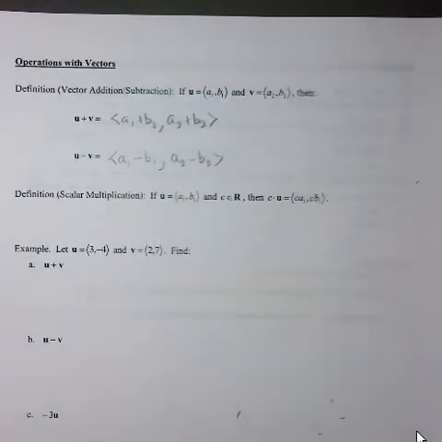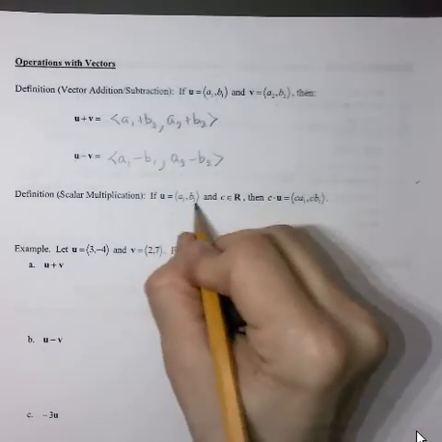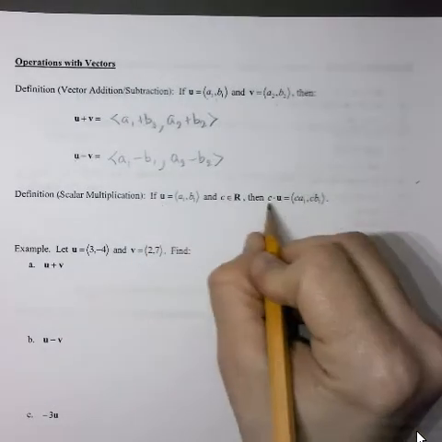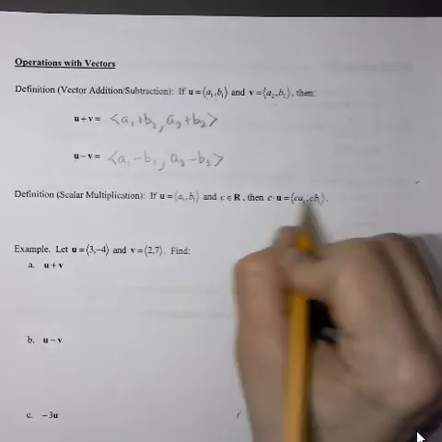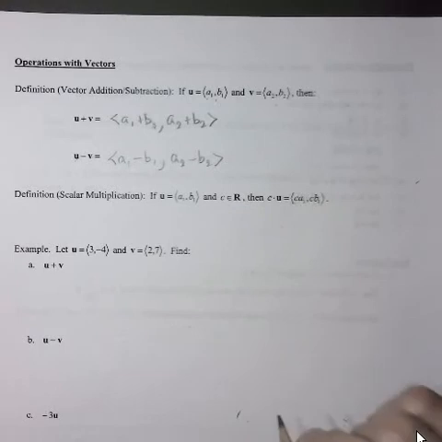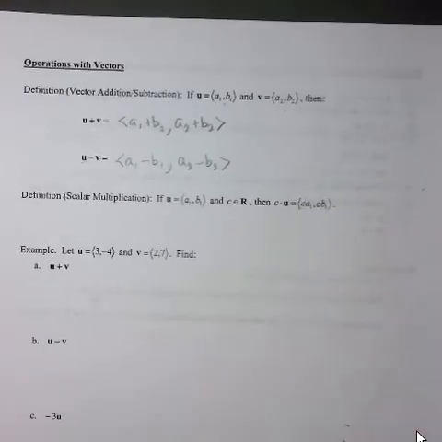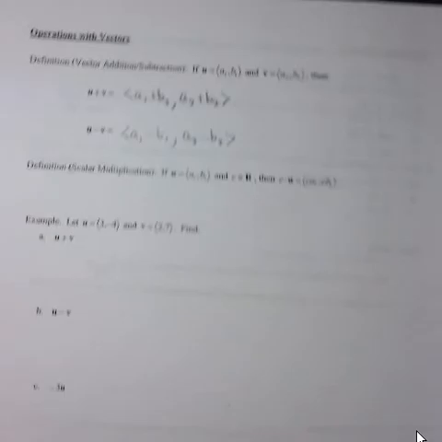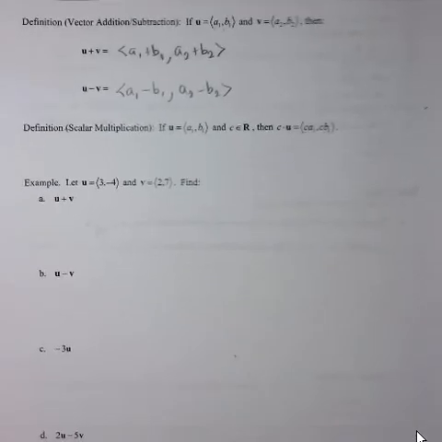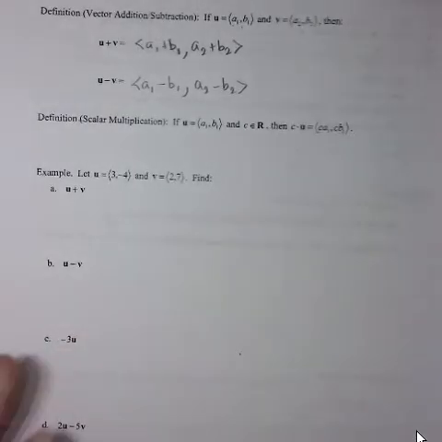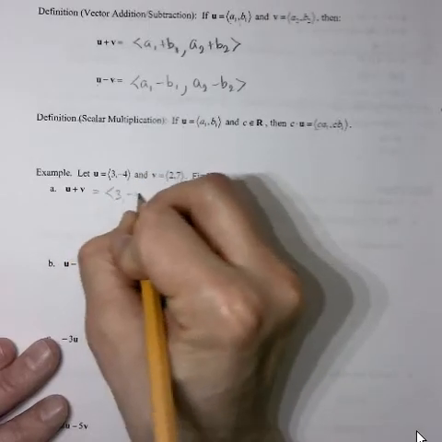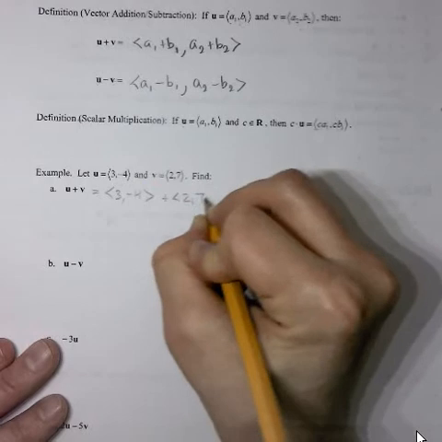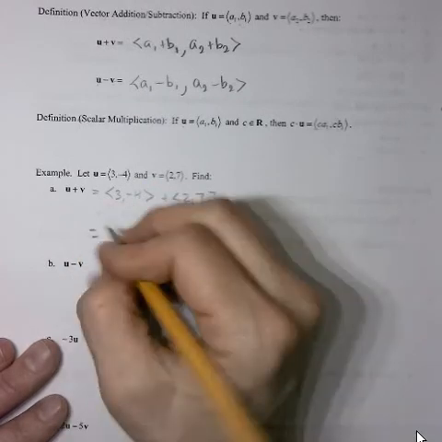And then scalar multiplication. If A1, B1 are the components of U, then to take it times C, you're just going to multiply each component times C. It becomes that much bigger, in other words. All right, so these are really easy to do. It's just adding, subtracting, and multiplying. So we could write 3, negative 4, plus 2, 7. You just add: 3 plus 2 is 5. Negative 4 plus 7 is 3.